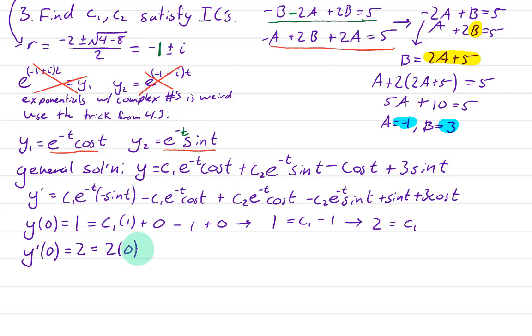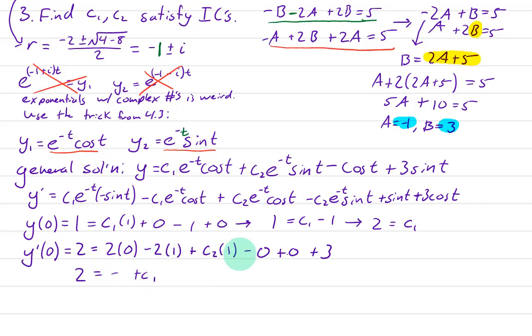So that whole thing is going to be 0 there. This part will become minus C1, which is really 2, times 1 times 1, plus C2 times 1 times 1, minus C2 times 1 times 0 here. It's going to be 0, plus 0 plus 3. So let's see. This equation is going to turn into 2 equals negative 2 plus C1 plus 3.